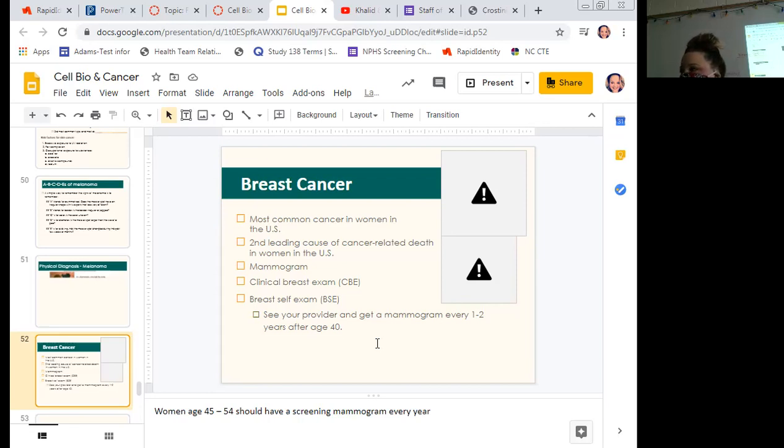Yes, sir. So, mammogram doesn't have to be on cancer, you can just do it like a regular checkup, right? Absolutely. So the question was, are mammograms only when you have cancer, or are they for checkups? You get them every 1 to 2 years after age 40. Okay.